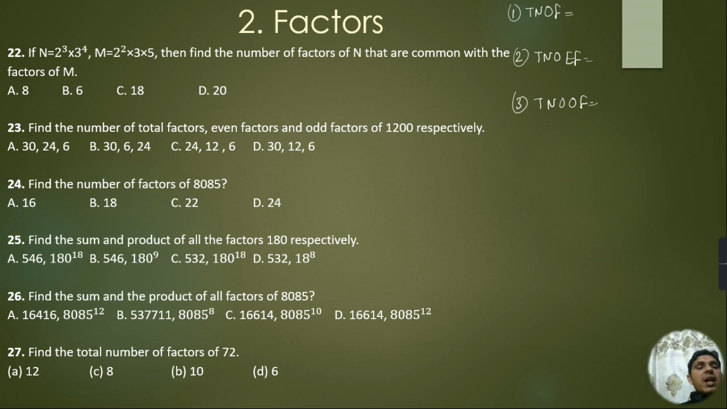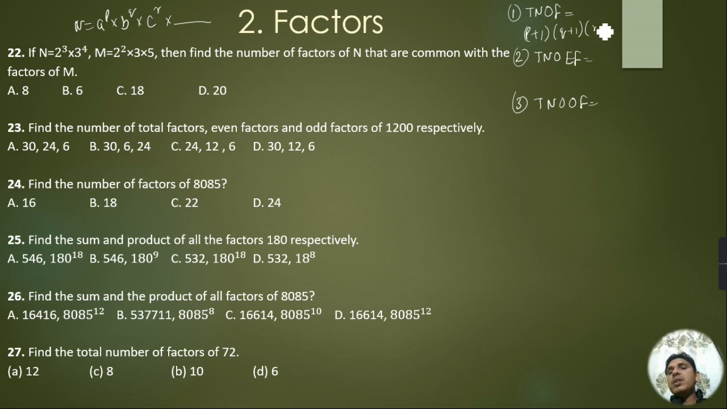Students, you must know that any number n can be written in the form of a to the power p multiplied by b to the power q multiplied by c to the power r, and so on. In this, the total number of factors of the number can be given as (p plus 1) multiplied by (q plus 1) multiplied by (r plus 1).